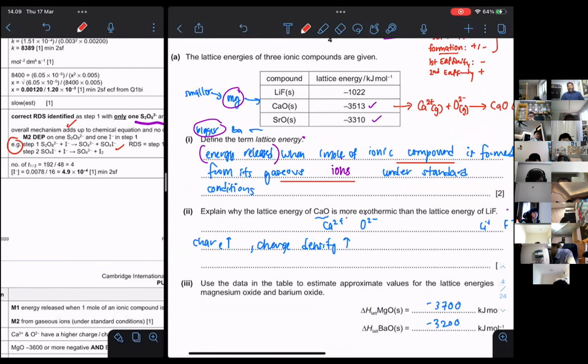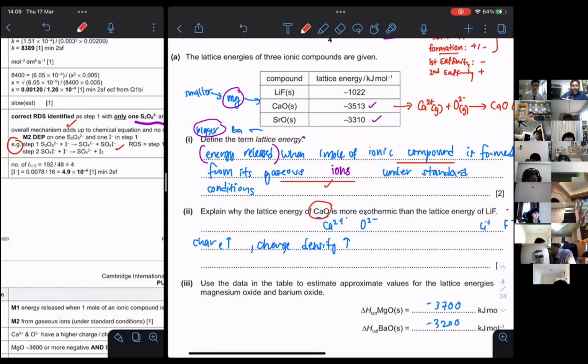Now, lattice energy basically tells us how strong the attraction is between two ions. For example, you see the gaseous ions. If you have more attraction, then the lattice energy is going to be more negative. If you have less attraction, then it is going to be less negative. So if you look over here, when they say CaO is more exothermic, it depends.